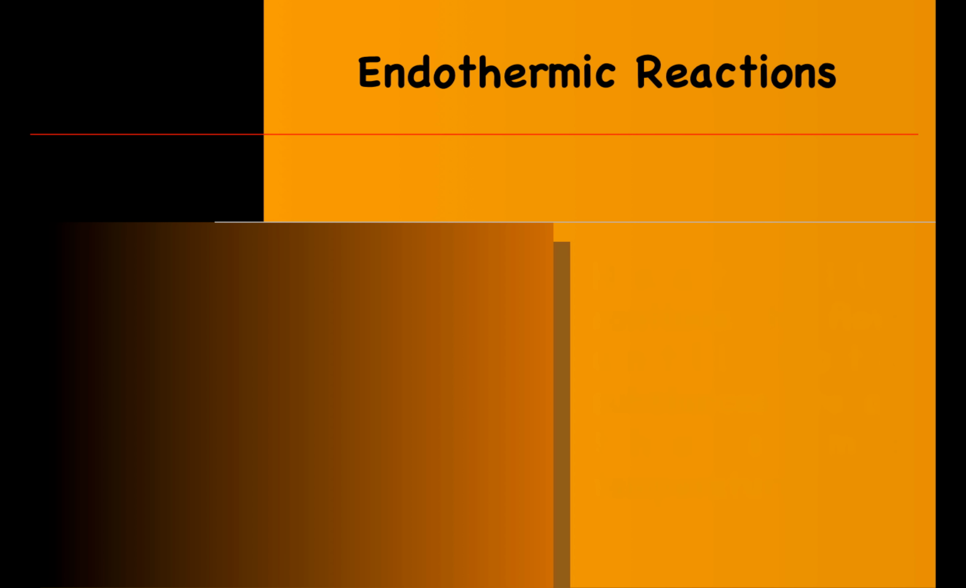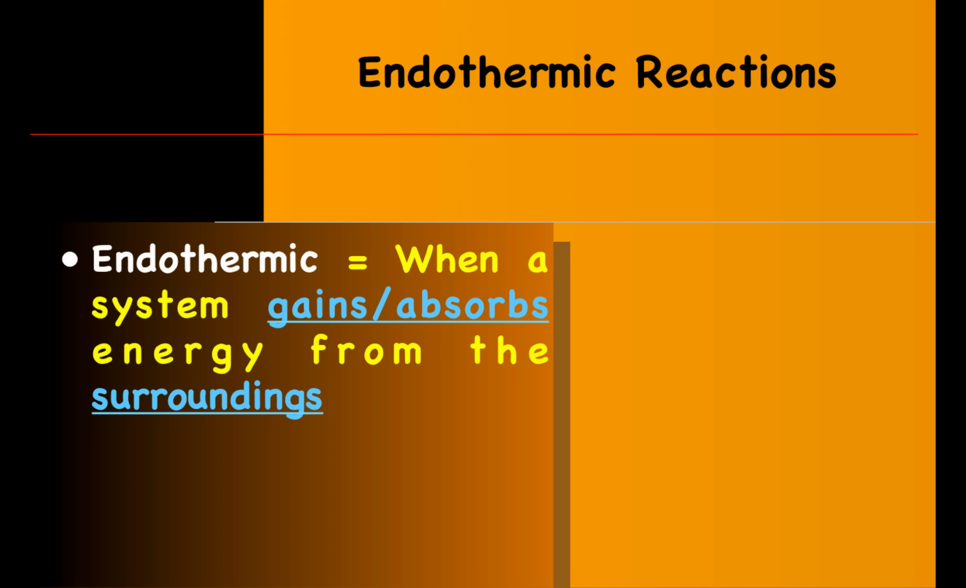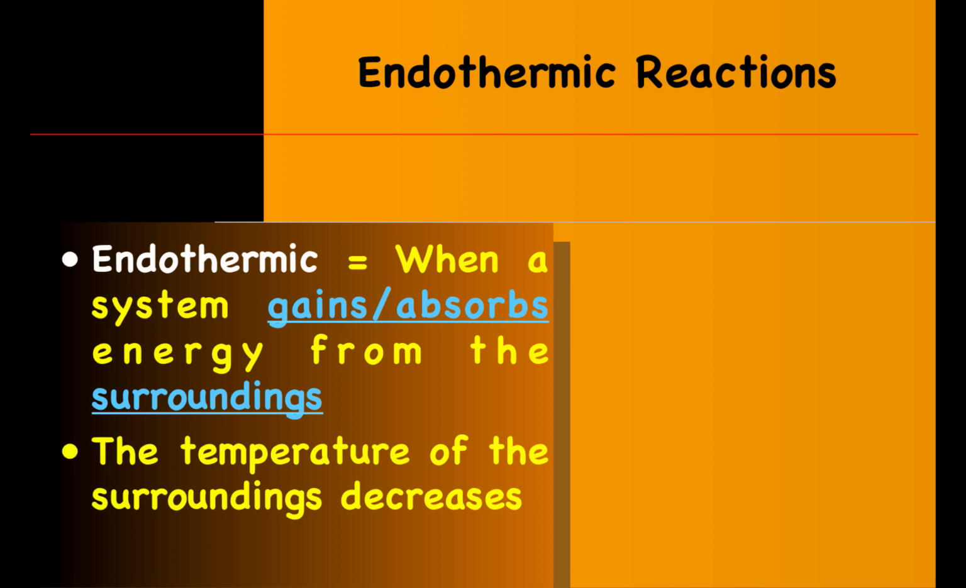Let's consider endothermic reactions. An endothermic reaction occurs when a system gains or absorbs energy from the surroundings. This means that the temperature of the surroundings decreases. In an endothermic reaction, we say that the delta H, the heat of reaction, is positive.